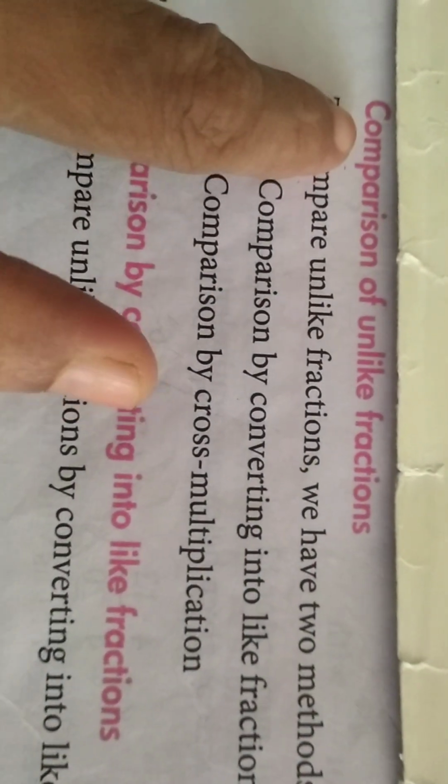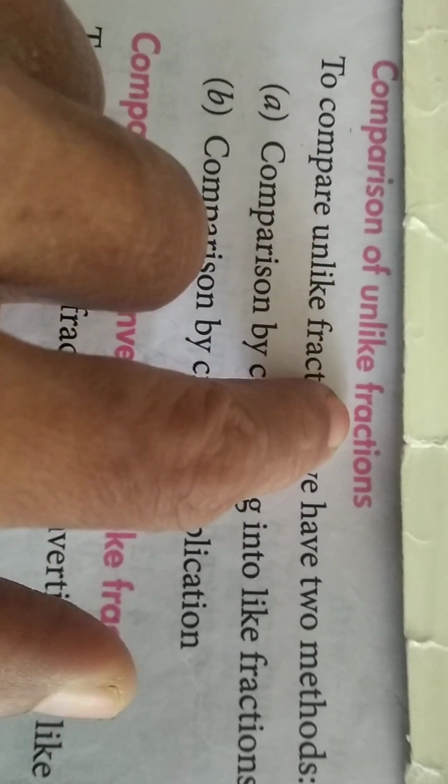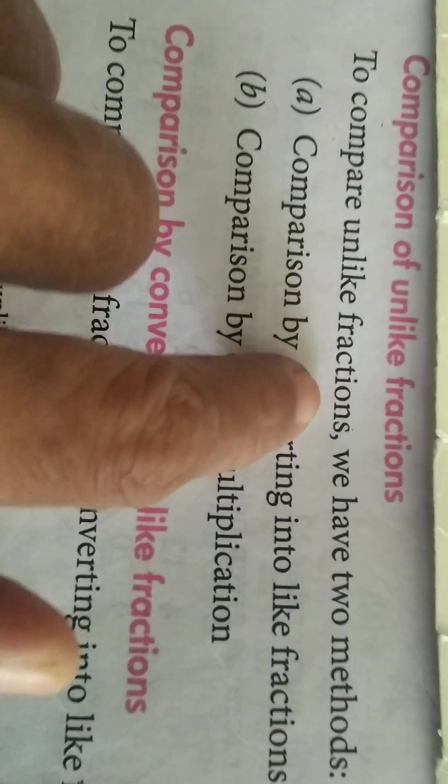Now I am going to tell you about comparison of unlike fractions. To compare unlike fractions, we have two methods. That is comparison by converting into like fractions, so we have to convert unlike fractions into like fractions. This is one method. Another method is comparison by cross multiplication. Let us see the example.